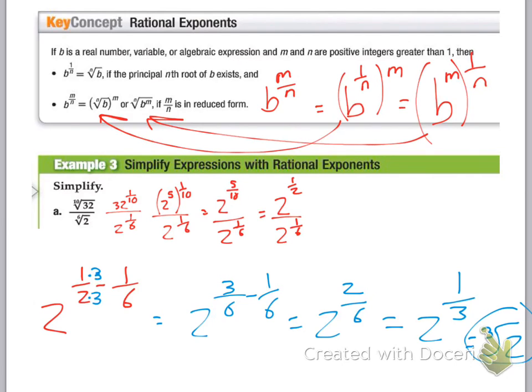And there's your answer. So I use exponent rules. I use the fact that I can switch between exponent form and radical form, and I was able to simplify it.